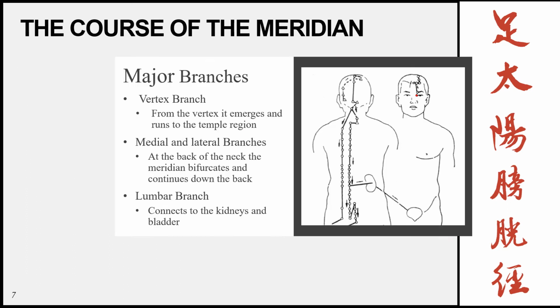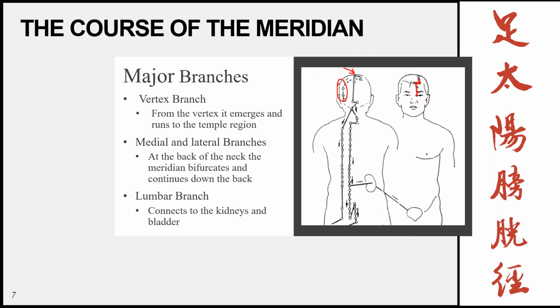Now let's look at the major branches. So there are 3 branches that occur. Firstly, the vertex branch, which we talked about. What this branch does is that at the vertex, it emerges and runs to the temple region. So you can see it's this blue dotted line in the image. It emerges at the vertex and runs to around this temple region.